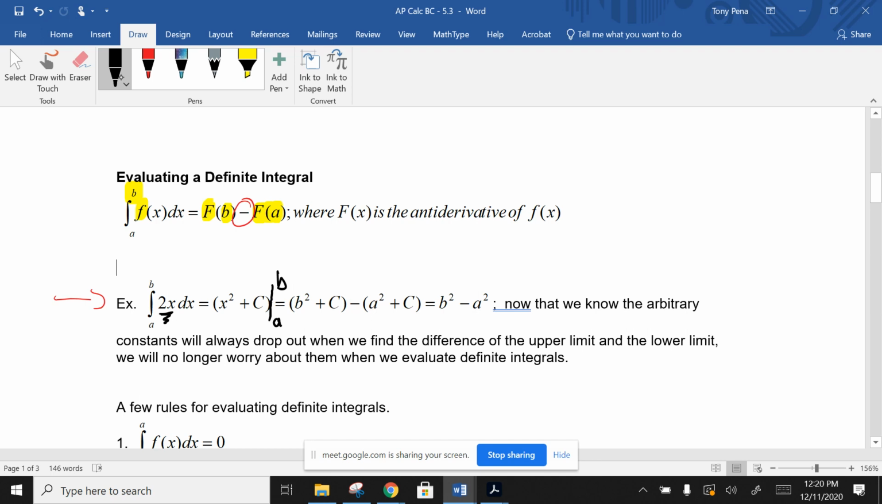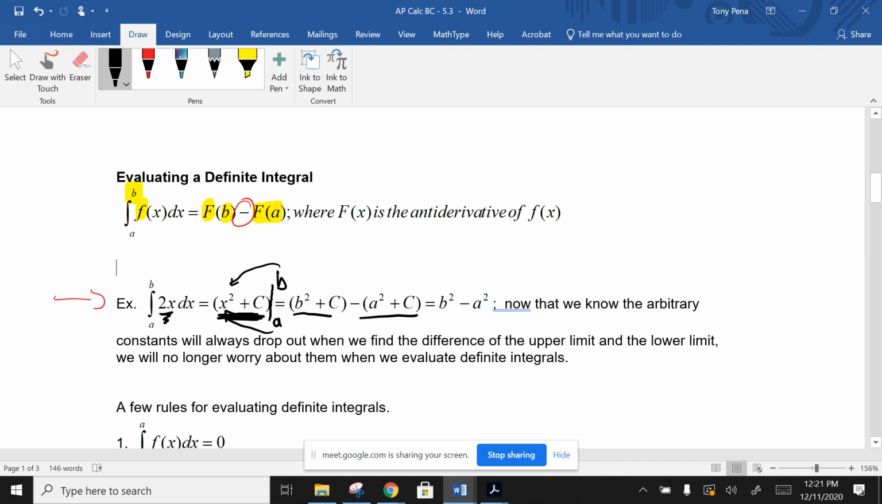So that's just indicating that we've now found the antiderivative and we're going to evaluate it over the interval of a to b. We know we're supposed to plug in the upper limit first, so this just got plugged in. That's where the b squared plus c comes from. Then we know we got to subtract, and then I'm going to take my a and plug it in, a squared plus c. Well, when we do this now, wouldn't those c's cancel each other out?